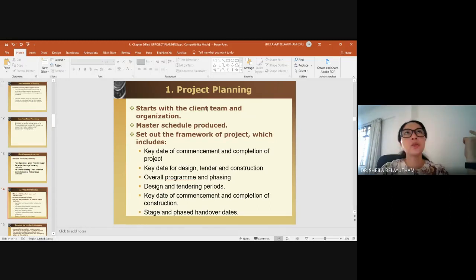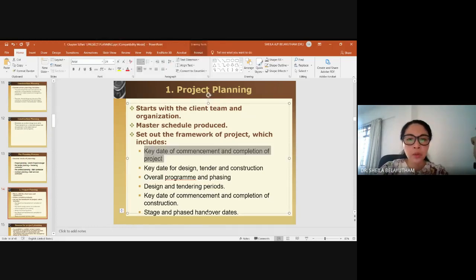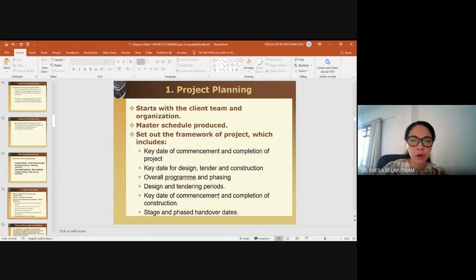So as a client, you will look into something which is rather general but overall, from the beginning until the end. You might want to look into the key dates of the starting and completion of the project. You might want to look into the key dates of all the milestones, for example design, tender, construction. It will involve the overall program, design, and tendering periods. Key dates: commencement and completion of construction, and stage and phase handover. So in general, all the milestones from the beginning until the end.